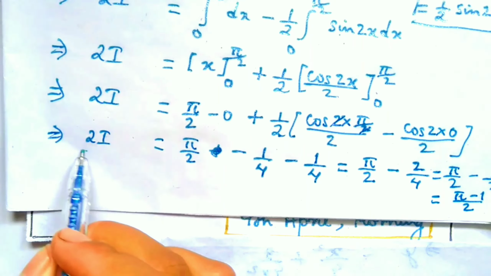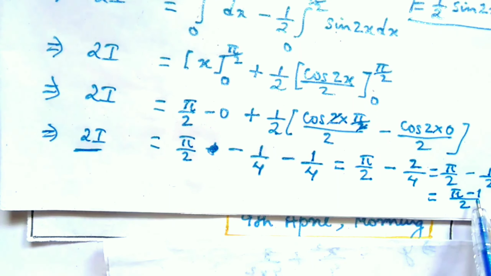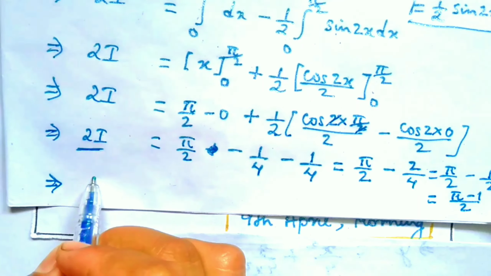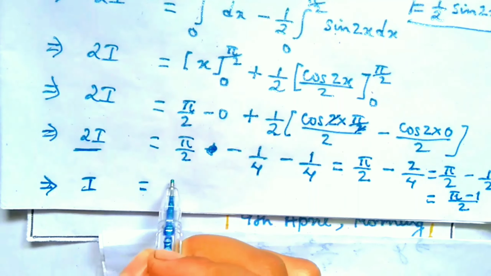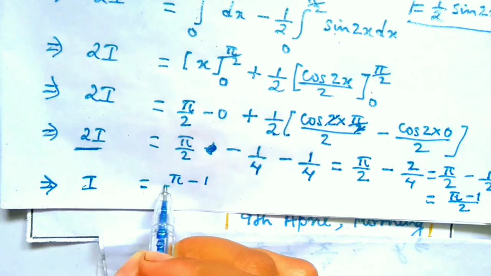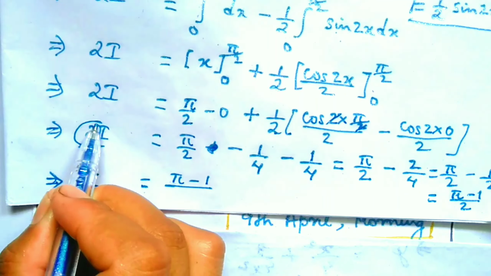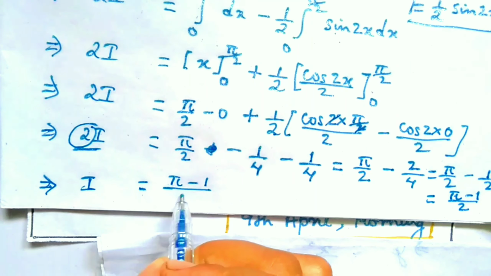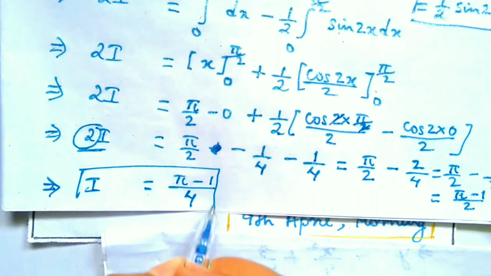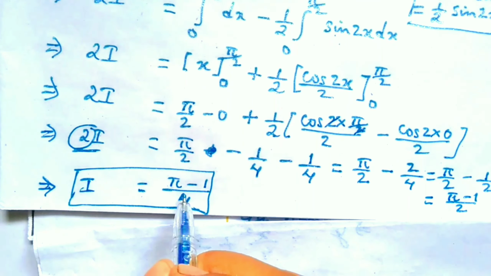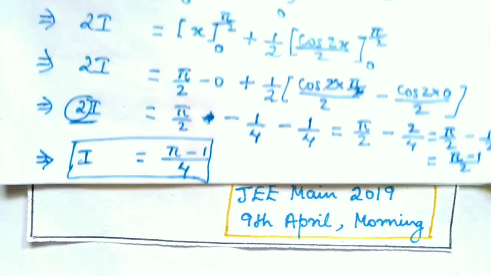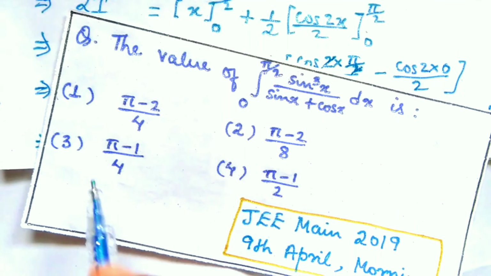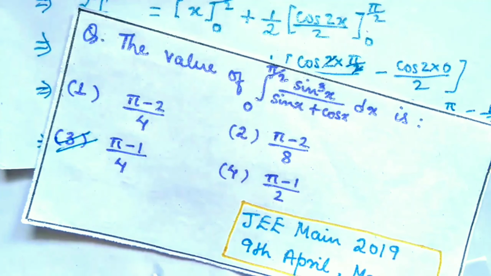See, 2I is equal to (pi minus 1) divided by 2. So this clearly implies that I is equal to pi minus 1. If we take this 2 to this side, we get 2 times 2, that is 4. So our integral I is equal to (pi minus 1) by 4. Pi minus 1 by 4. 3 is the correct option.